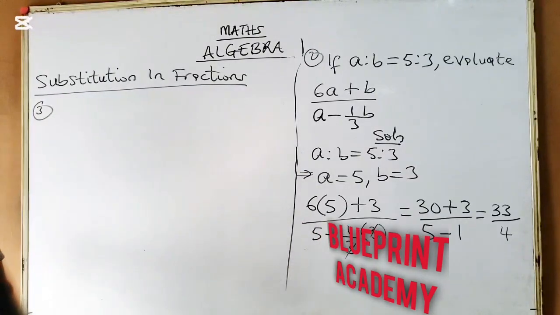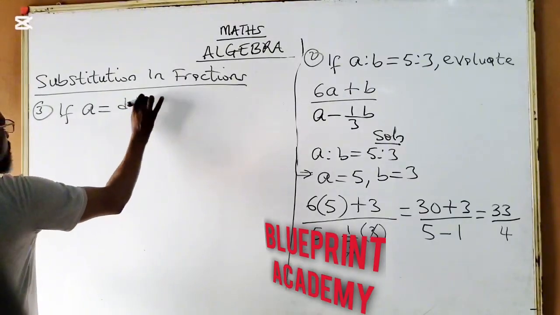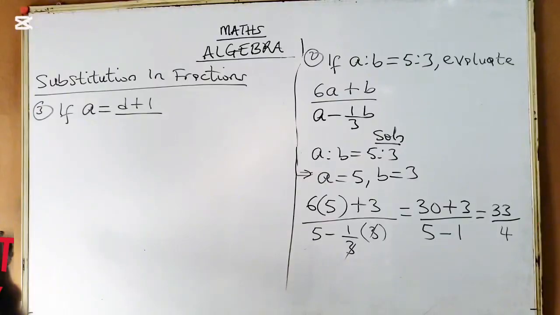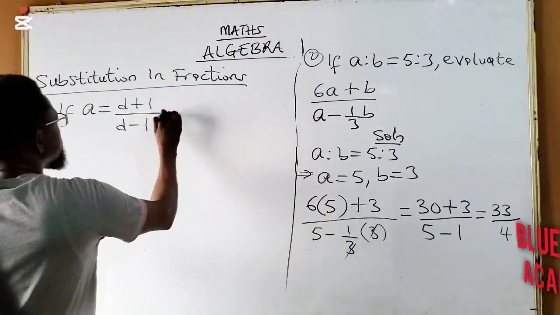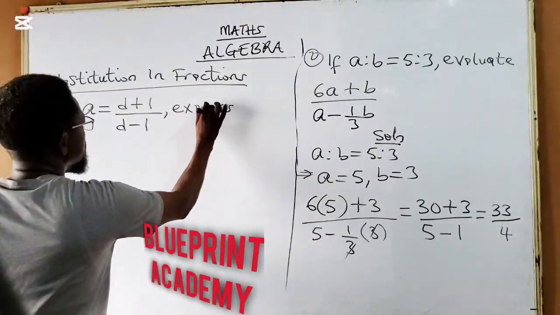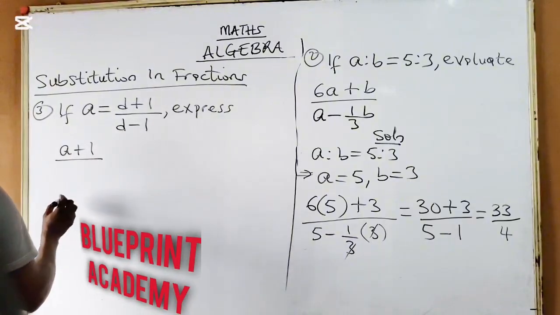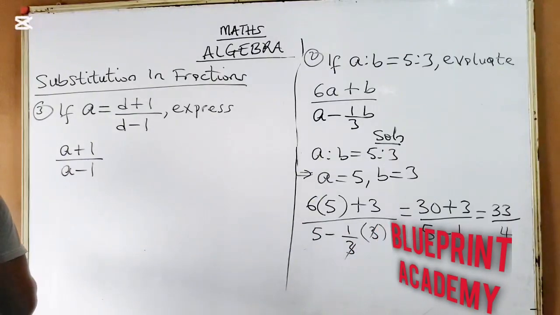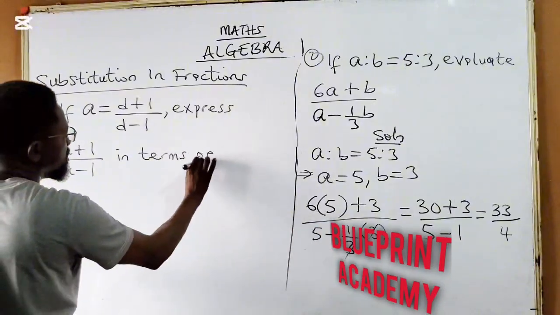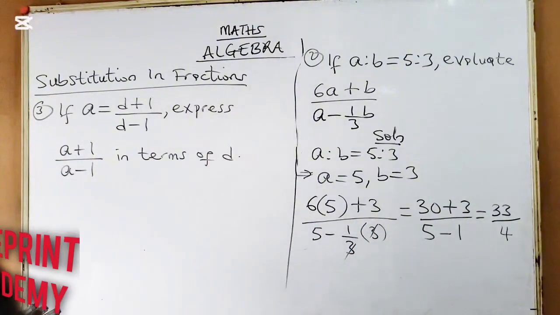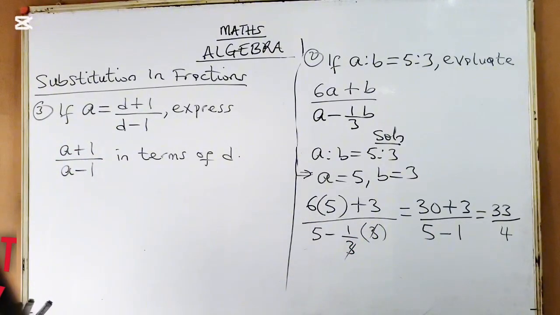Example 3 is quite different, but it's still the same substitution now. It says if A is equal to D plus 1 all over D minus 1, express A plus 1 all over A minus 1 in terms of D. In terms of D. Now, if you have something like this, what it simply means is, anywhere you see A, simply put D plus 1 over D minus 1. That's the meaning.